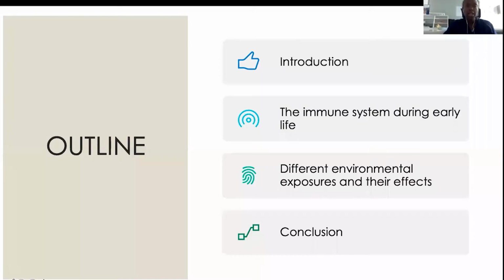As an outline, I'll do a brief introduction and look at the immune system during early life, the different environmental exposures and their effects, and a conclusion. I know the title specifically outlines the immune dysregulation, but I thought to look more into immune modulation because part of it is the dysregulation.